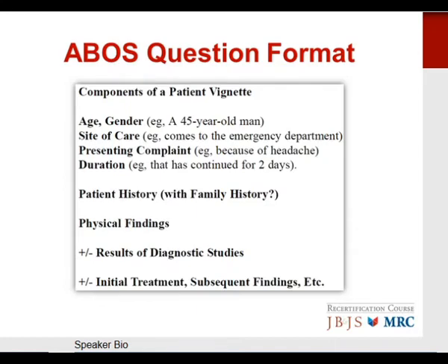And this is going to follow the exact same format that you would have followed when you were a resident presenting to a staff. So it will start off with a 45-year-old man. It'll give you the site of care, what the chief complaint is, and potentially how long it's been going on. You'll then find some physical findings, and then maybe some diagnostic studies and some initial treatment. That's going to be a standard format for almost all the questions that you see on the examination.